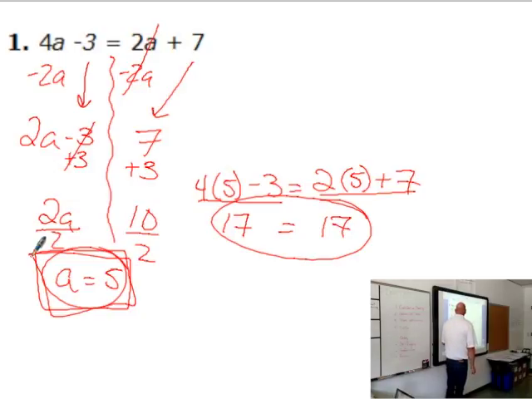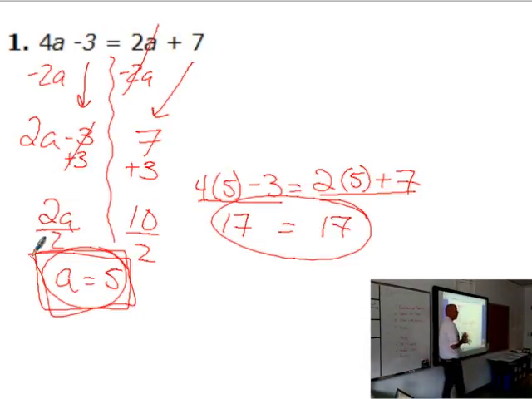Okay? Let's say if we got 6. What's 6 times 4? Okay? What's 24 minus 3? 21. What's 6 times 2? 12. What's 12 plus 7? 19. So 19 does not equal 21. That's how you know. Okay?